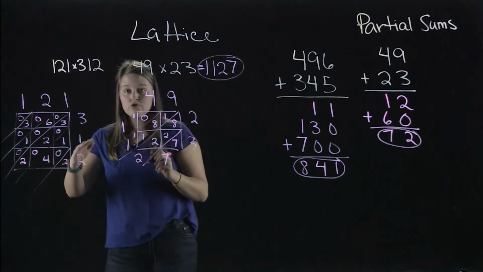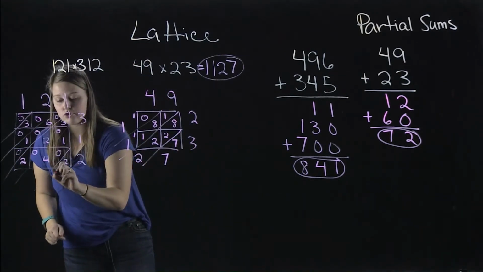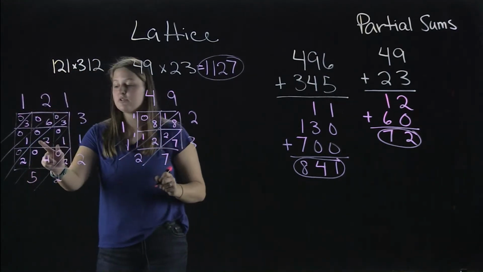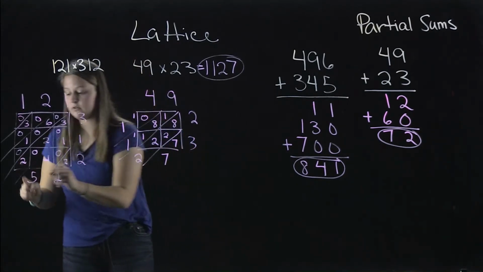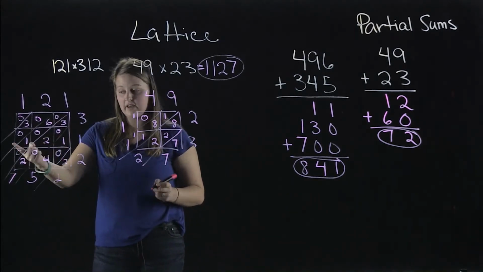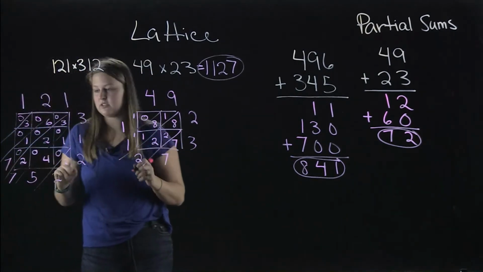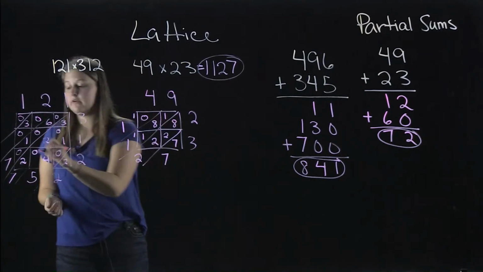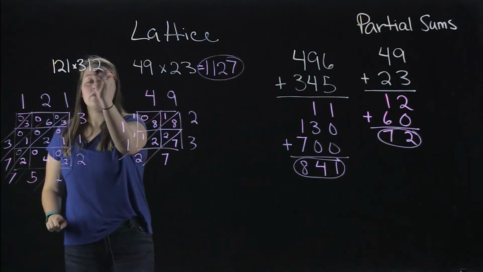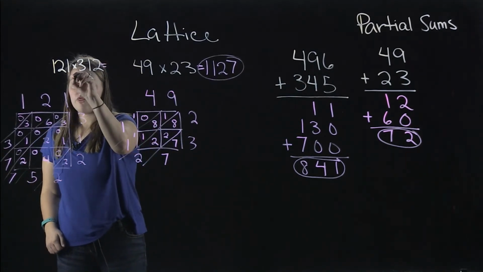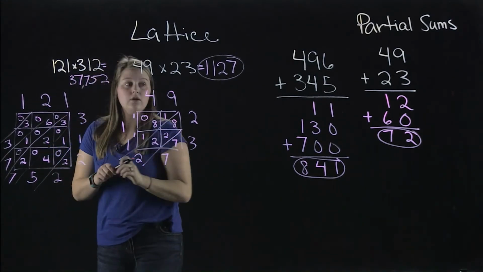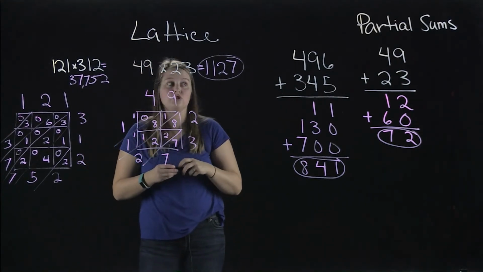Now you've got to add down your diagonals again. So 2 is 2. 4 plus 0 plus 1 is 5. 3 plus 2 is 5, plus 2 is 7. 0 plus 6 is 6, plus 0, plus 1 is 7, plus 0 is 7 still. 0 plus 3 plus 0 is 3. And then we have 0 here, so you don't even need to write that down. So this equals 37,752.